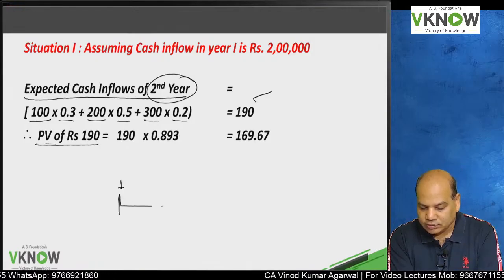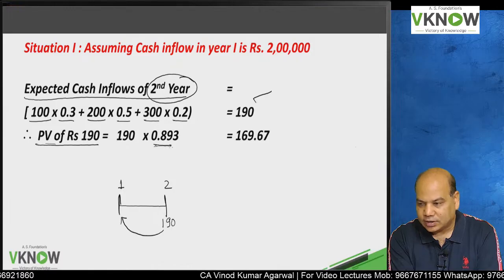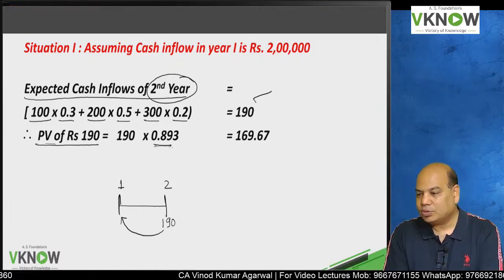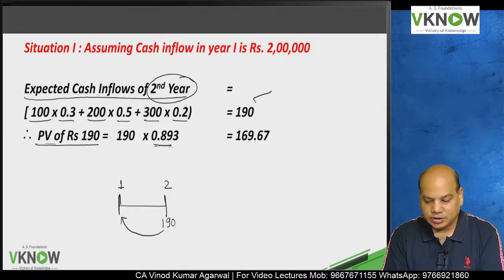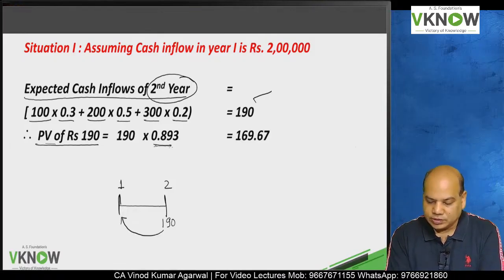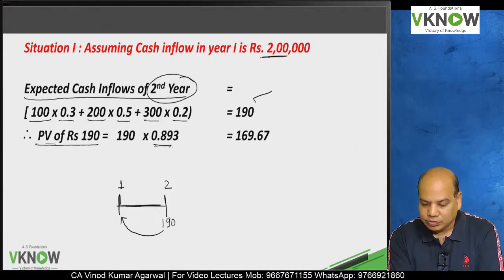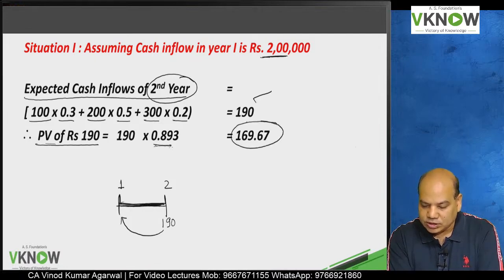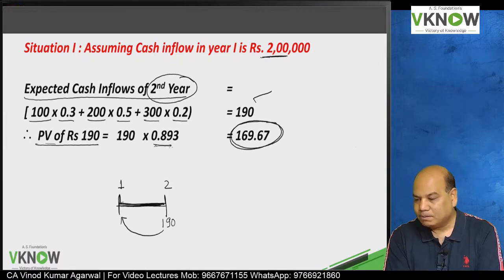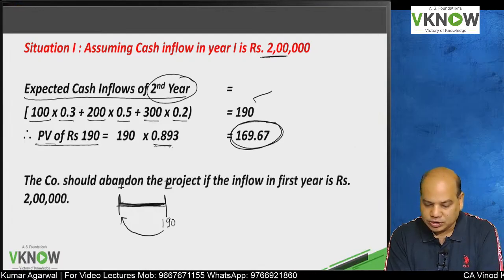You are in year 1, 190 is in year 2. So you have to discount by 1 year factor. Factor for 1 year is 0.893, already calculated. 190 into 0.893, 169.67. So if you continue after getting 200, your present value is 169.67. Present value of the second year cash flow is 169.67.